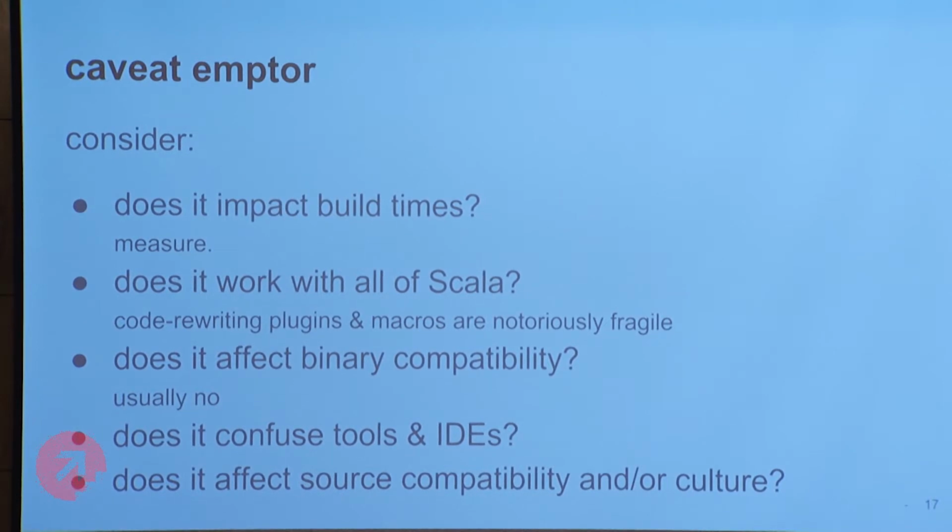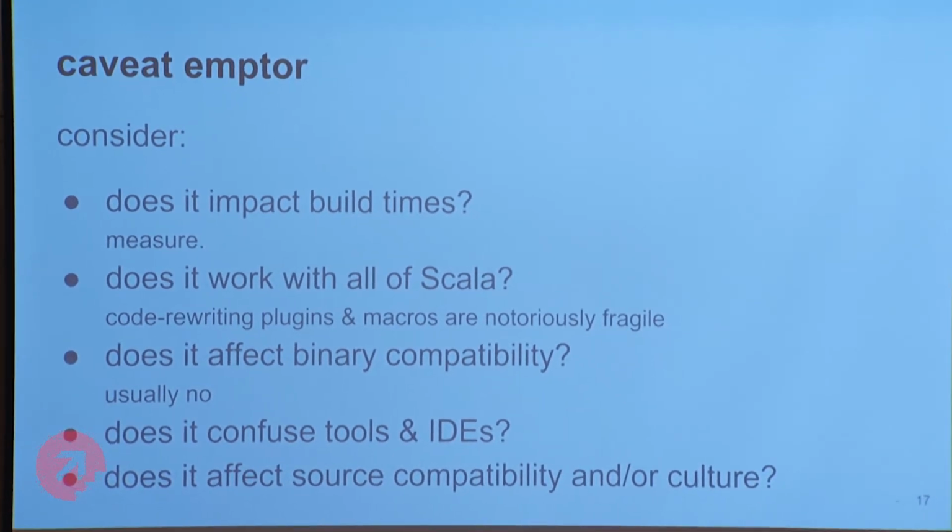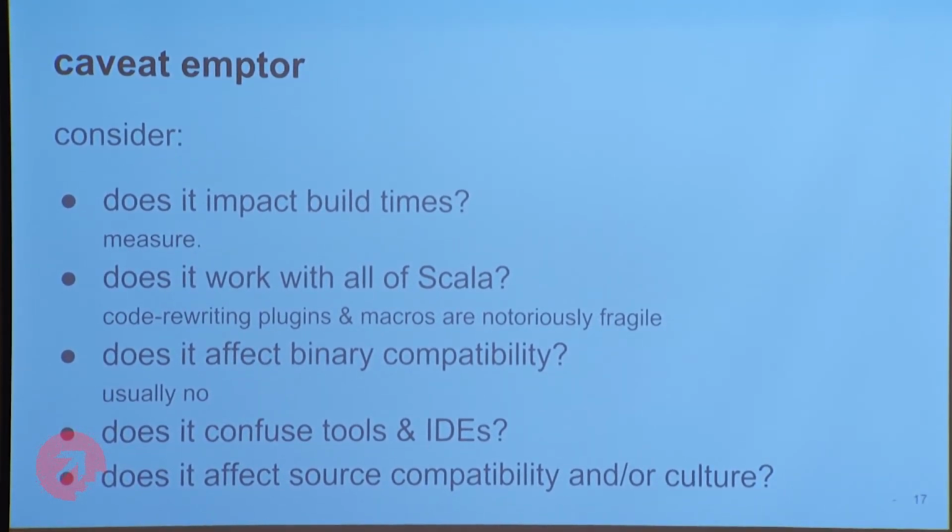Compiler plugins can impact your build times. There's an improvement on that in Scala 2.12.5 that I'll come back to at the end of the talk. I would recommend measuring it because it's a lot easier to catch these performance things at the time you first introduce something, rather than two years later you're like, my build's slow, and then try and figure out when it started.